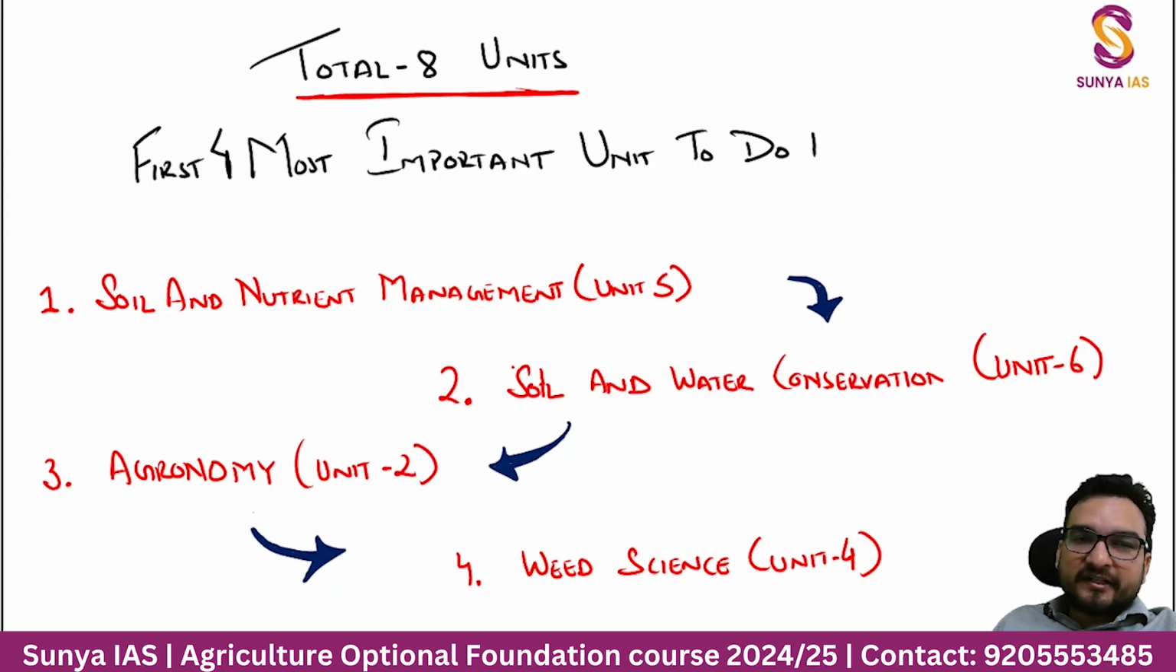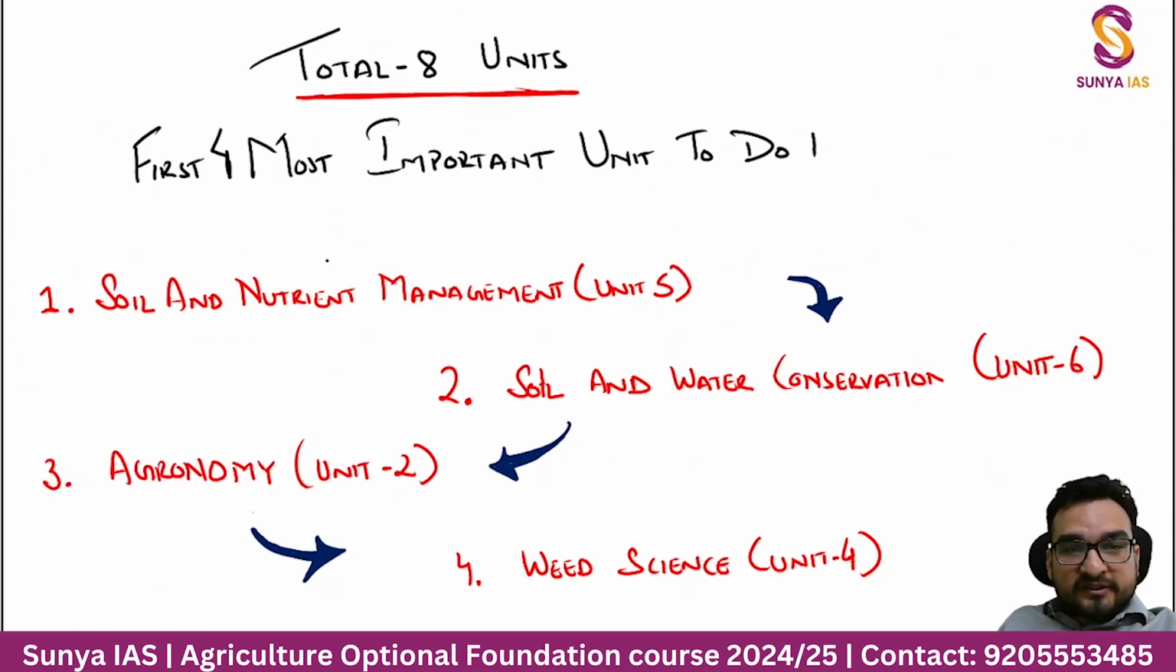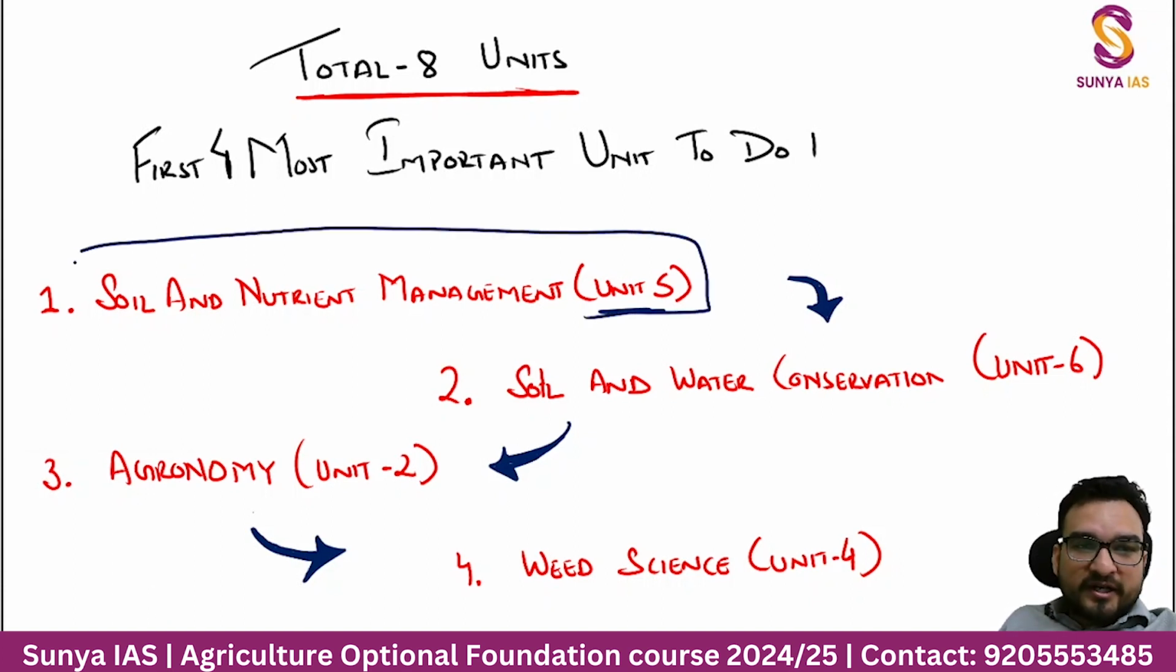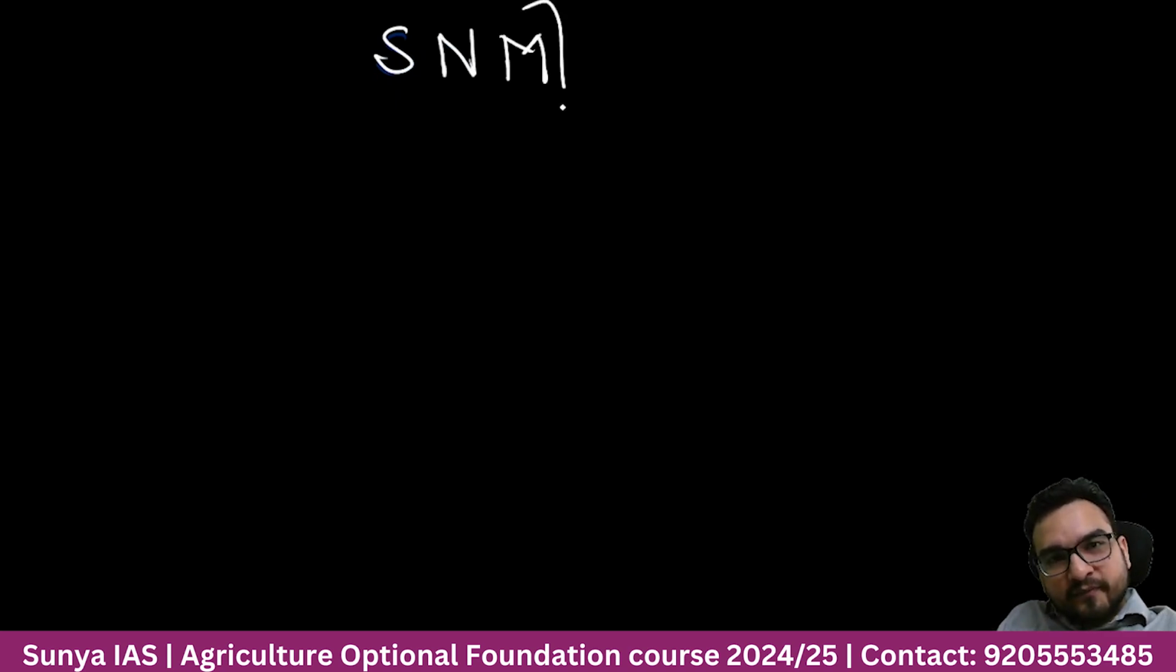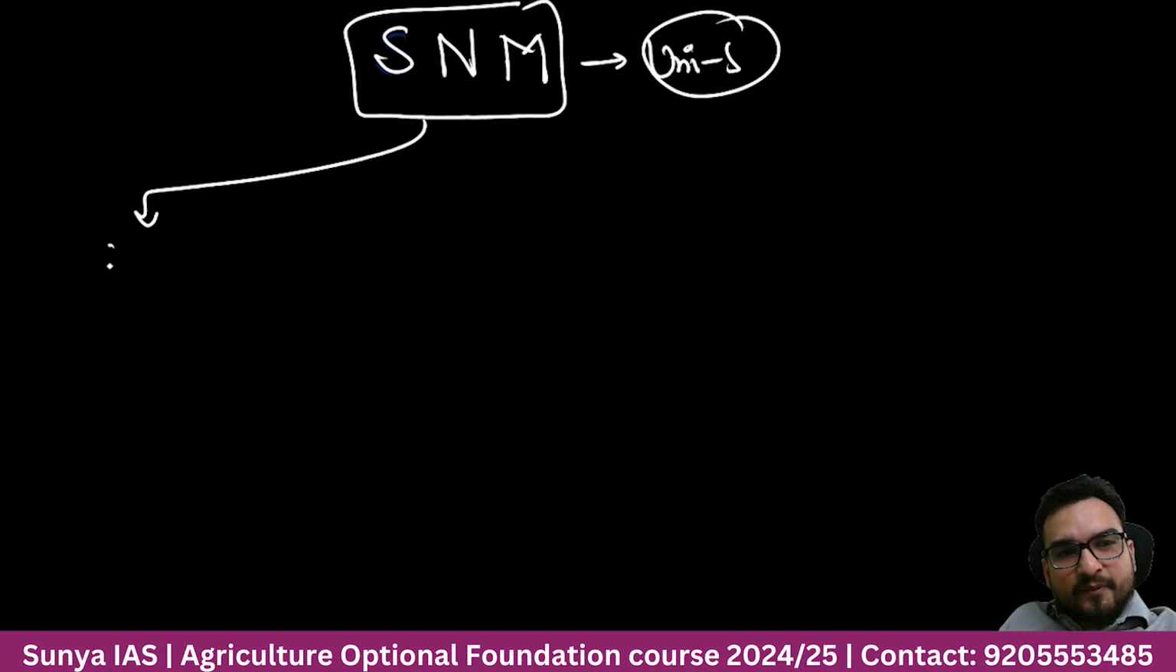We'll first understand it. So the first important unit which you have to do is, guys, unit number 5, that is soil and nutrient management. I'll tell you why. Why soil and nutrient management? Soil and nutrient management, SNM. This is unit number 5. Why will you do it? Here you will understand about soil science.